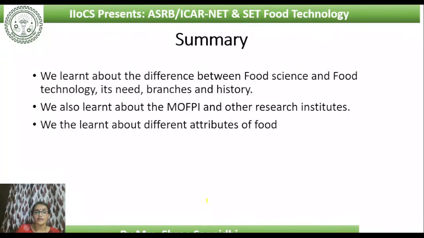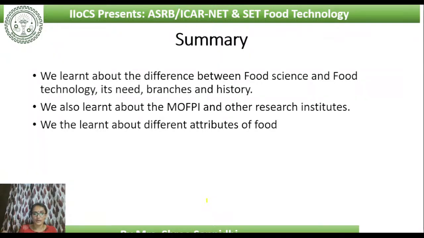In summary, let us just revise whatever we learned today. We learned about the difference between food science and food technology, right? Food science is the study of basic phenomena, and food technology is the application of the basic knowledge of food science. So we studied its need. Why do we need it?